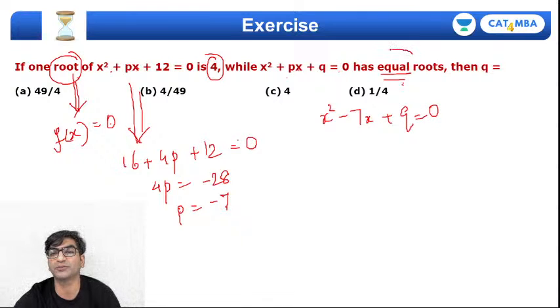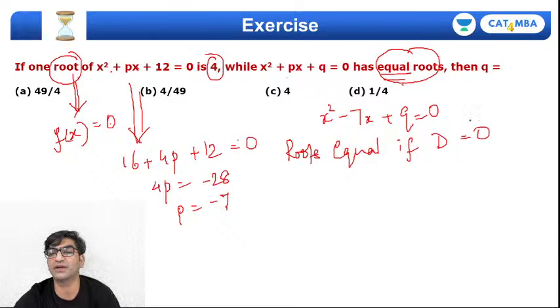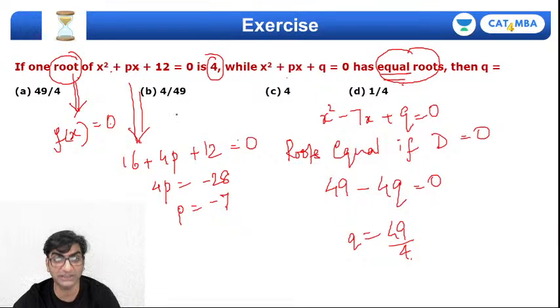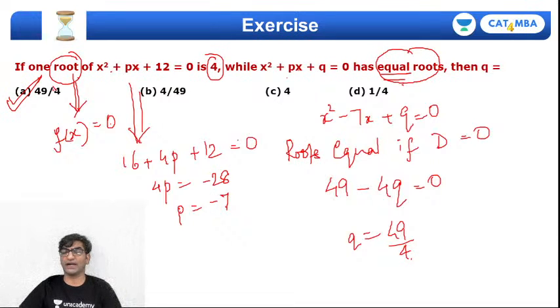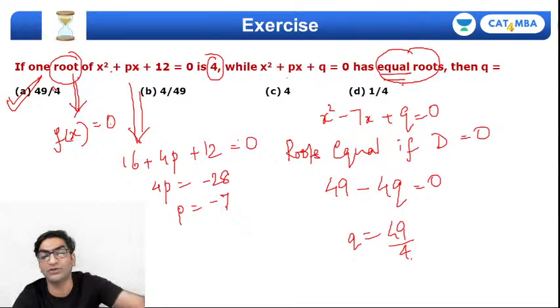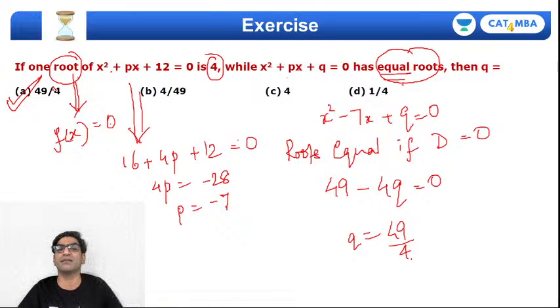Now this equation is supposed to have equal roots. When does a quadratic have equal roots? Equal roots if the discriminant is 0, right? The roots are equal if the discriminant is 0. इसका discriminant क्या होगा? B square, that's 49 minus 4ac, minus 4q, right? This should be 0, which means I'll get q as 49 by 4. Is that there in the option choices? Sure there is. That is option A. Yep. Fairly straightforward, right? No need to use the curve, but बिल्कुल master करना पड़ेगा मुझे.